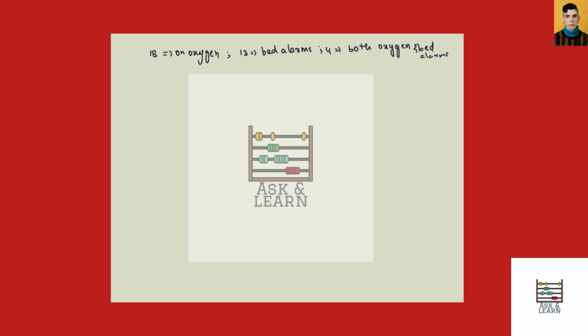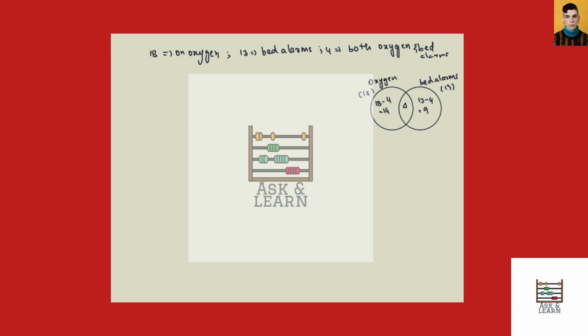Also, we are given that if 40 patients are chosen at random, now in the first part we need to find the probability that they are on oxygen and a bed alarm.